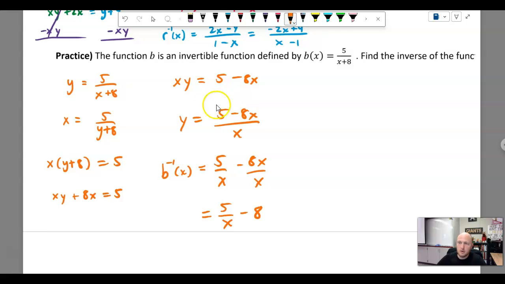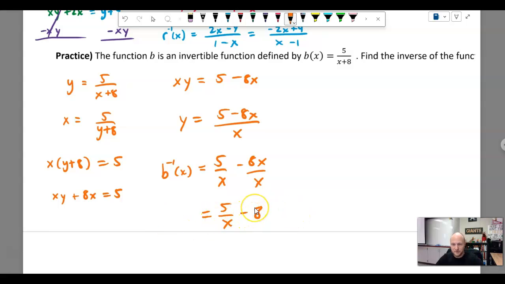This is a correct representation of this inverse, but we can simplify and reduce, so you could see this as an option if it were a multiple choice question, or potentially the middle one here is unlikely. If I divide both terms by x, the numerator has to have both terms divided by the denominator, and then I reduced on the x's for the second term. That would just be a minus 8. So I like this form the best. B inverse is equal to 5 over x minus 8.